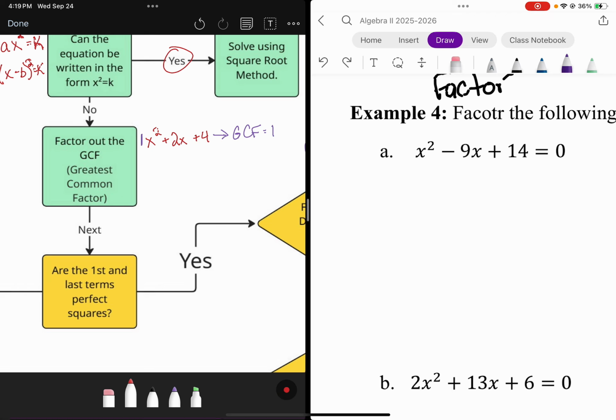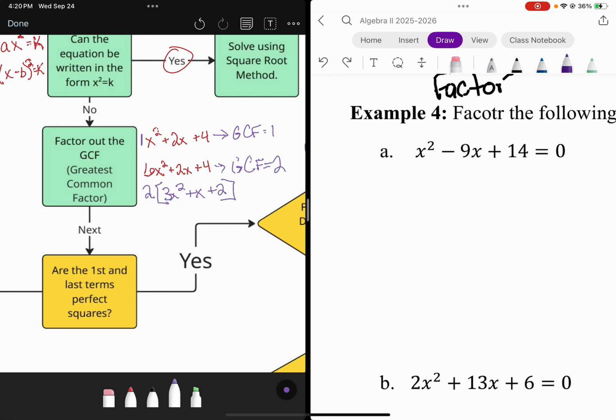If it was instead a 6x squared plus 2x plus 4, all of the numbers, the 6, 2, and 4, are divisible by 2. So that means our GCF is 2. And you would be able to factor that out to leave it as 3x squared plus an x plus 2.